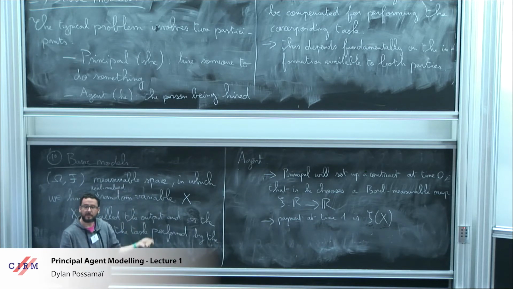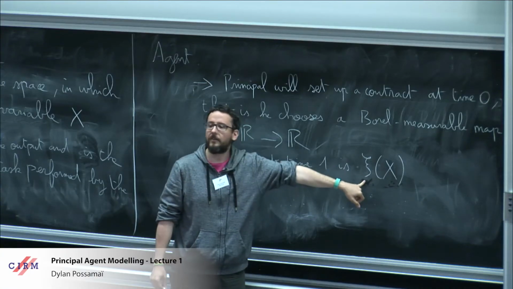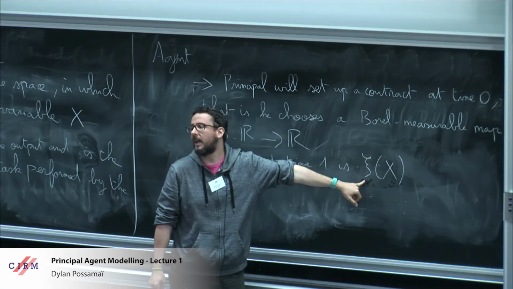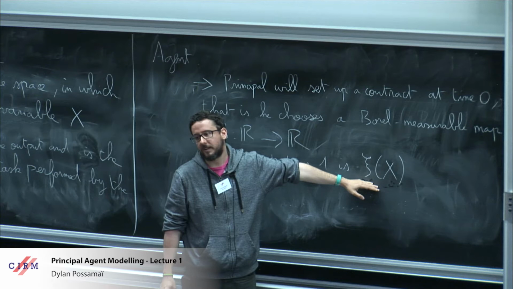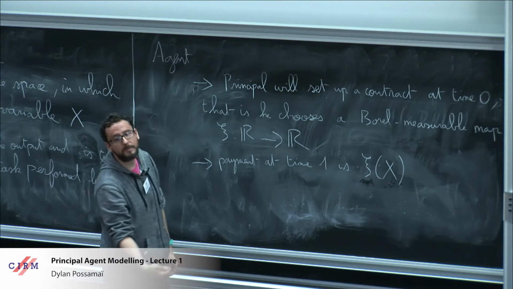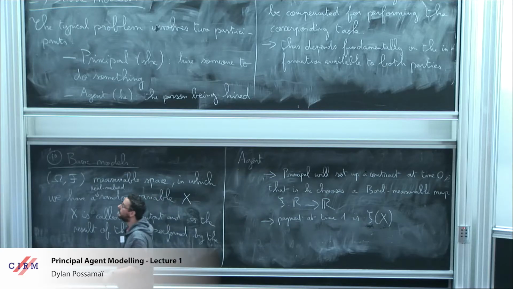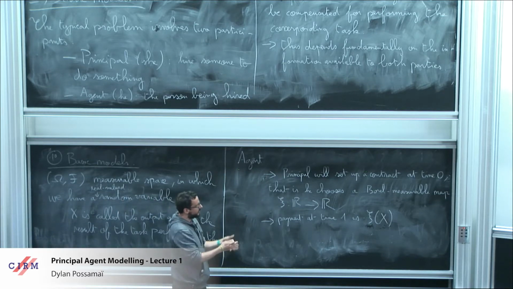The principal plays first. He says, this is the contract. The agent says, okay, that's how much I'm going to be paid. Observing that, he is going to decide how much effort to put into the problem. I'm going to show you in a second how he decides what that effort is going to be. But because the principal is playing first, he has more power in the game, in the sense that he can anticipate the reaction that the agent is going to have to a given contract, and then use this in feedback.